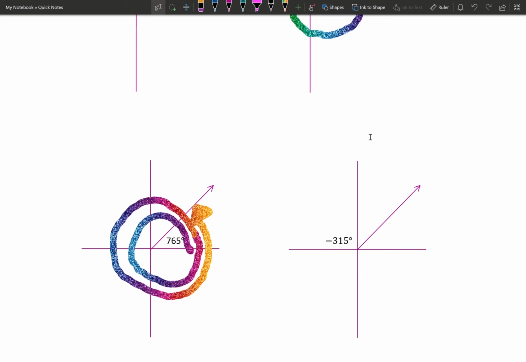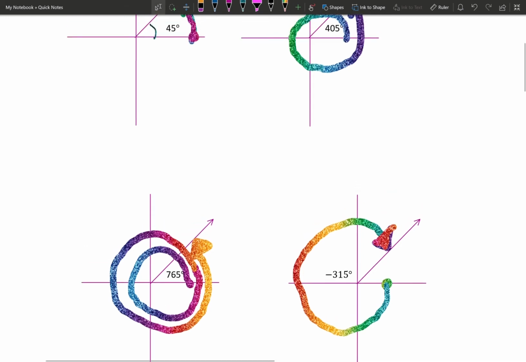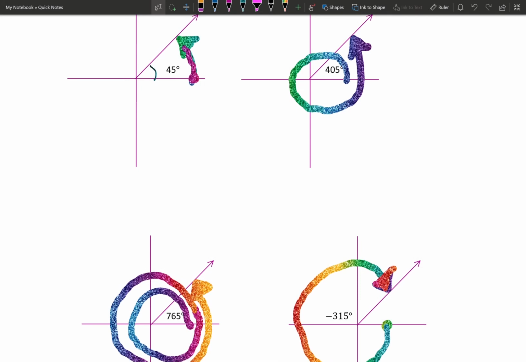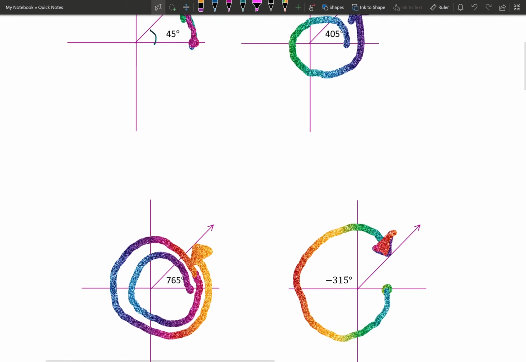Okay, so lastly, we have this guy, minus 315 degrees. So what happened here? We started at the x-axis, and this time he went the opposite direction. See, anytime we rotate clockwise, our angle becomes negative. So he went the opposite direction, minus 315 degrees. Notice how all the other examples were positive because they were rotating counterclockwise.